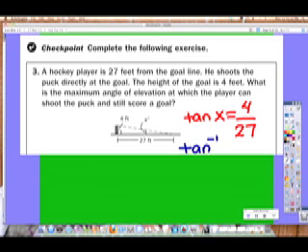Should be a little angle for a hockey player. Okay, what'd you get? 8 point, what is it? 8.4? How many got the same as Abigail? Yeah? Perfect.